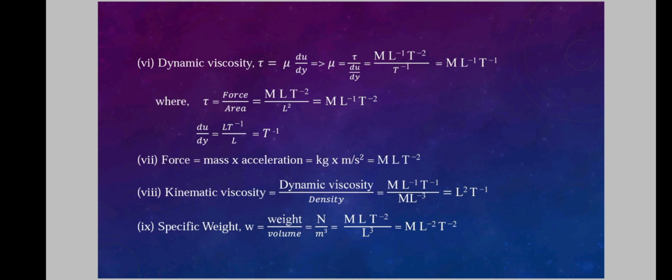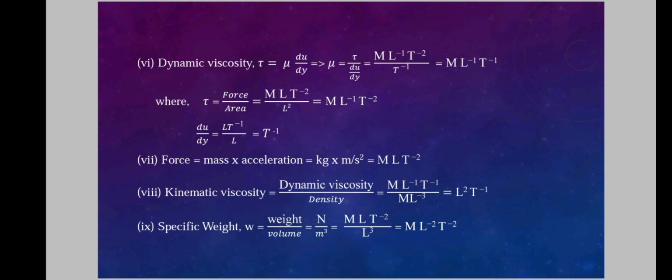Here we can say that shear stress is force by area, that is force M L T power minus 2, for area L squared, that is M L power minus 1 T power minus 2, which will be applied in the tau value. Similarly for du by dy, u is L T power minus 1 and y is L, so resolving this we will get T power minus 1. This is going to be applied in the dynamic viscosity formula.